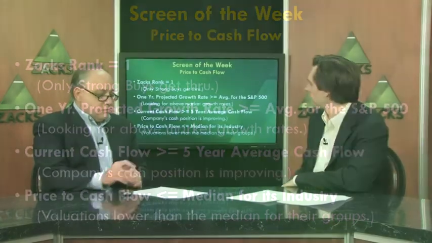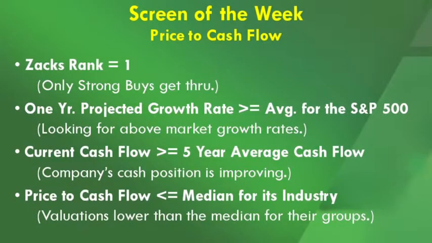Okay, parameters for the screen. Yeah, the parameters for the screen, it first starts off by looking at companies that have a Zacks rank of a 1. So only the strong buys are going to get through. Then I want to see the projected growth rate to be greater than or equal to the average projected growth rate for the S&P 500. So again, I want to look at above market growth rates.